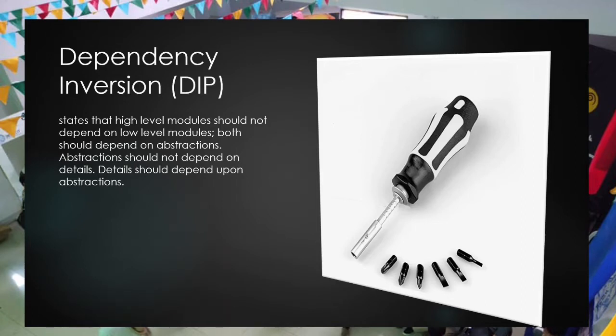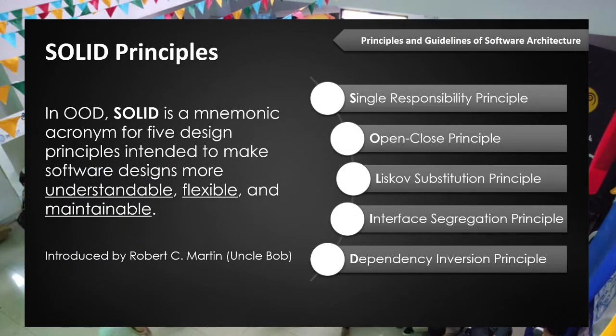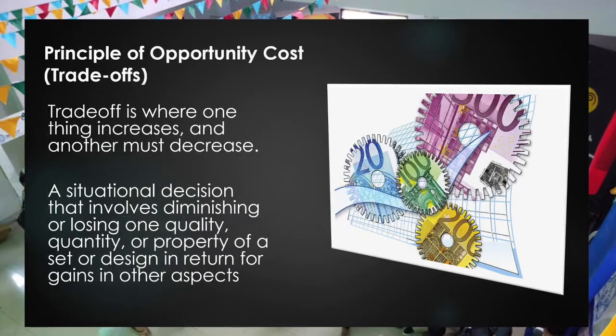The handle of the screwdriver is not dependent on a specific bit because it allows various types of bits that use the same extension chunks. And that's the 5 SOLID principles. Although they apply to any object-oriented design, they can also form a core philosophy for software development methodologies such as agile development. One of the important functions of software architecture in software development is management of trade-offs.